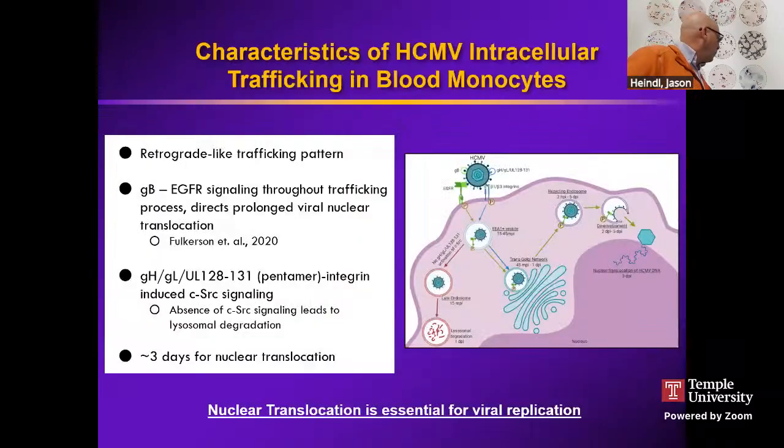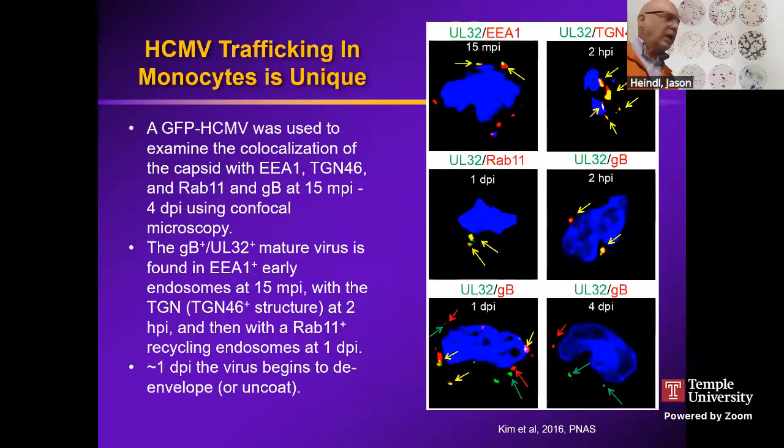I told you about G8, the pentamer and SARC being important, and about 3 days for nuclear translocation. So what sort of data do we have? This is an older one that Jun Hong did, but we have a fluorescent labeled virus so you can track it as it moves. So the virus is in the green, and these are fluorescent images with the color represented up here.